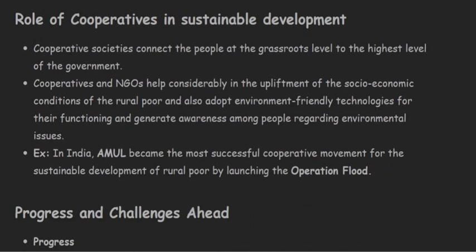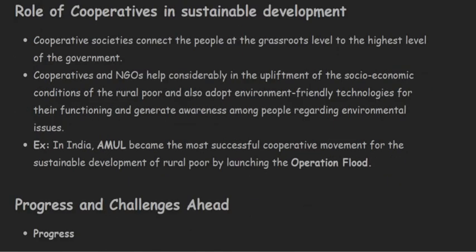Role of cooperatives in sustainable development. Cooperative societies connect the people at the grassroots level to the highest level of the government. Cooperatives and NGOs help considerably in the upliftment of the socio-economic conditions of the rural poor and also adopt environment-friendly technologies for their functioning and generate awareness among people regarding environmental issues.